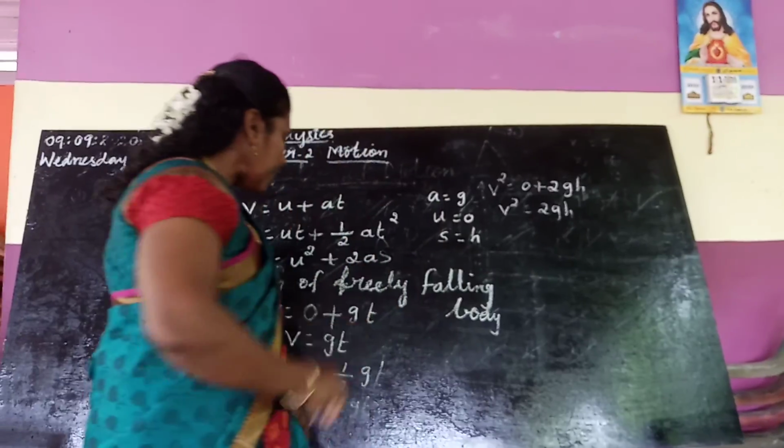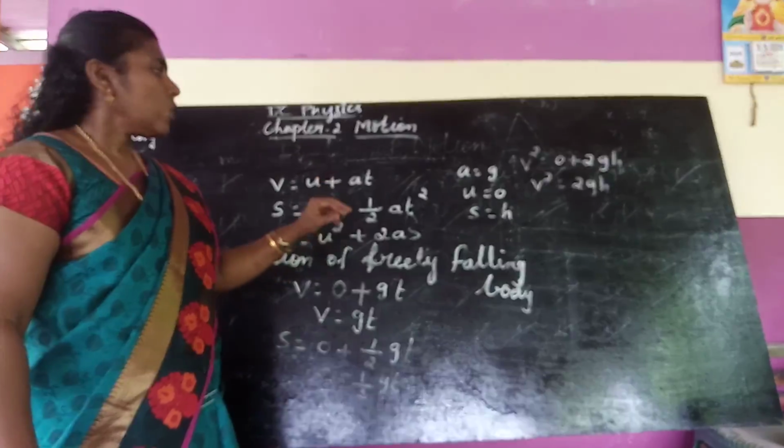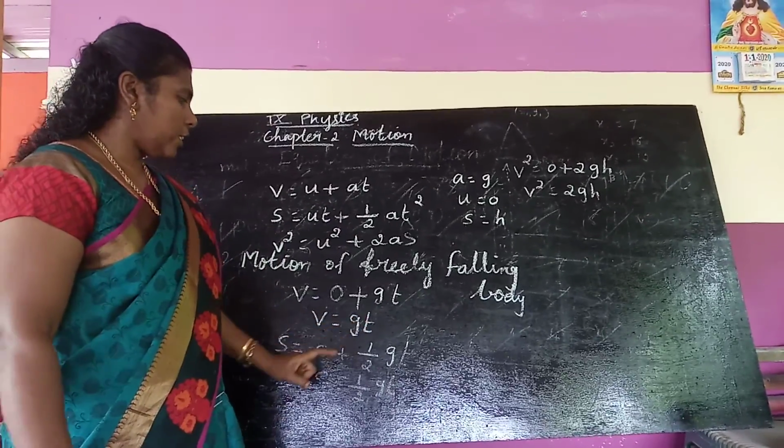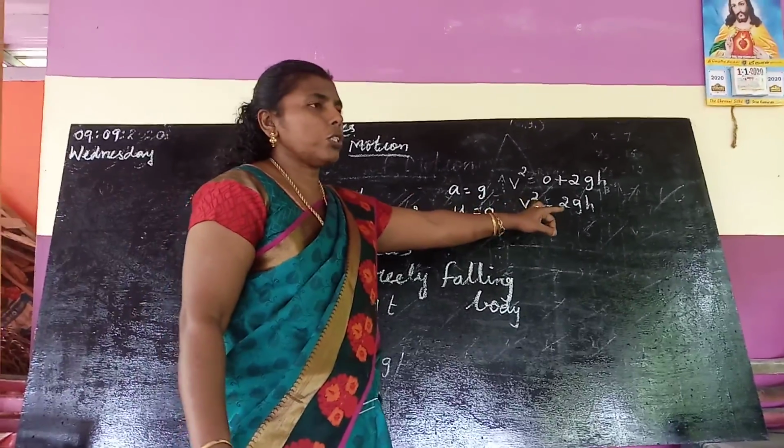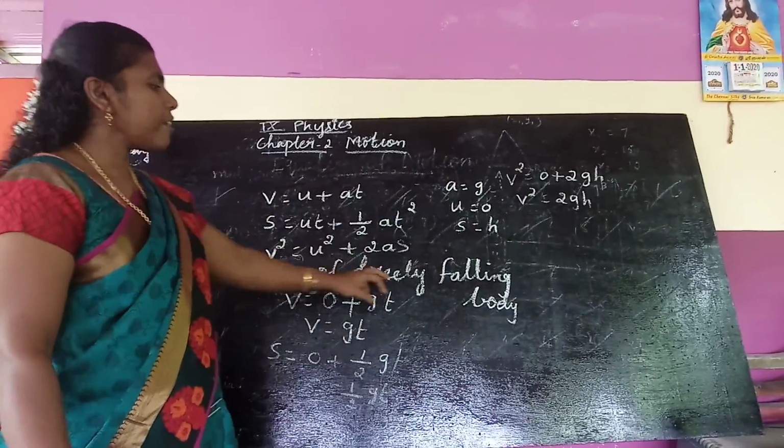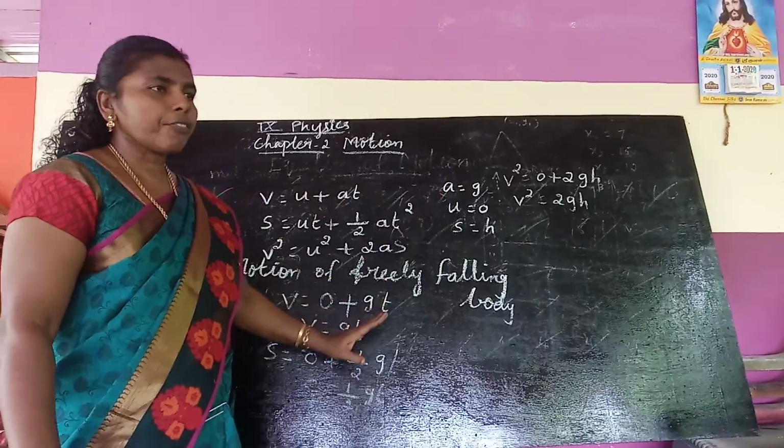Like that, here you get 3 equations. So, first equation v equal to gt, and s equal to half gt square, and v square equal to 2gh. This is the motion of freely falling body. We will get these 3 equations.